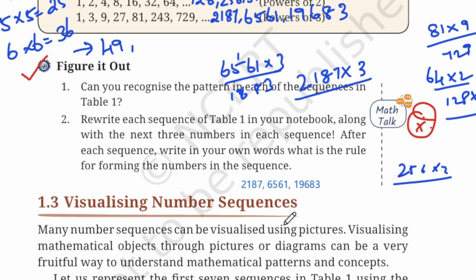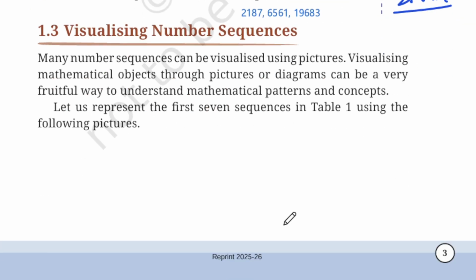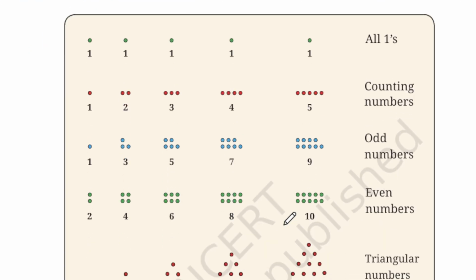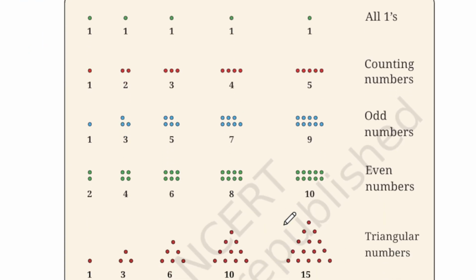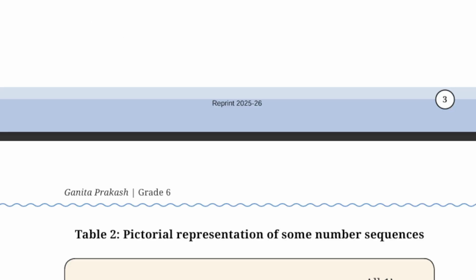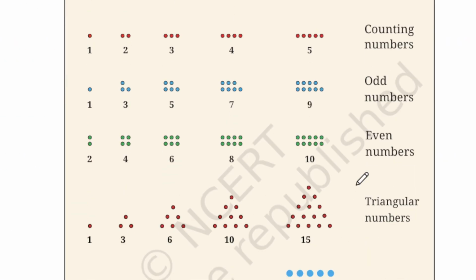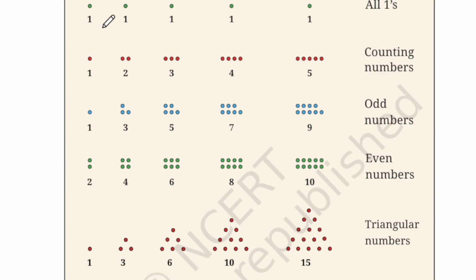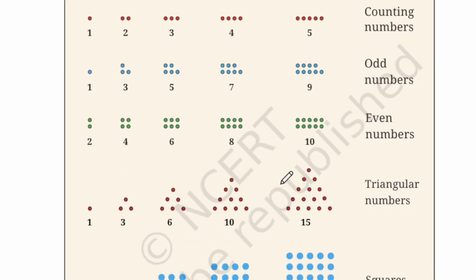Okay, so next one is visualizing number sequences. This is the pictorial representation of some number sequences. I think I have already explained these number sequences, but here we can see the pictures. Okay, so first, all ones. Next is counting numbers 1, 2, 3, 4 and 5. The next one is odd numbers 1, 3, 5, 7 and 9. Then even numbers, which are divisible by 2: 2, 4, 6, 8 and 10.